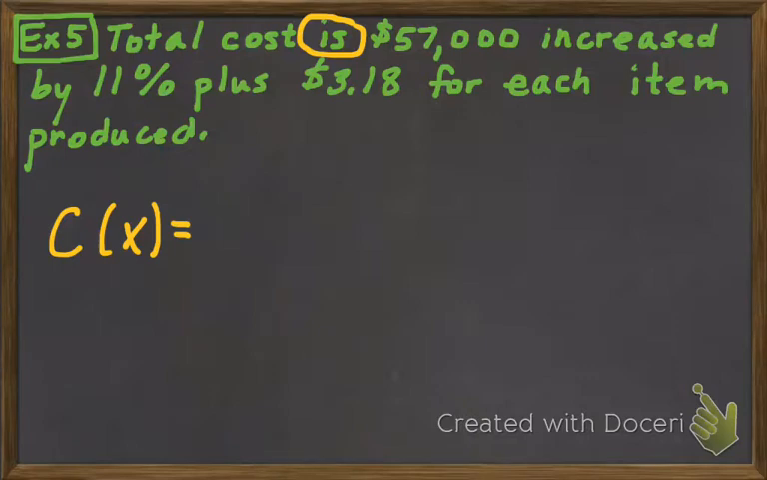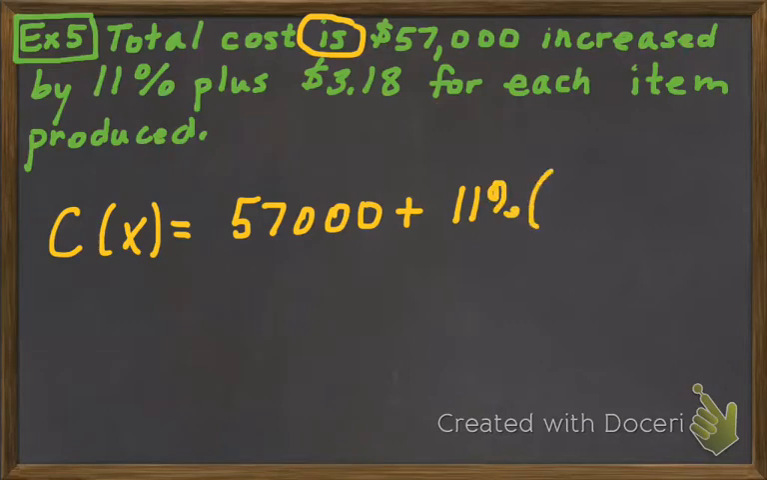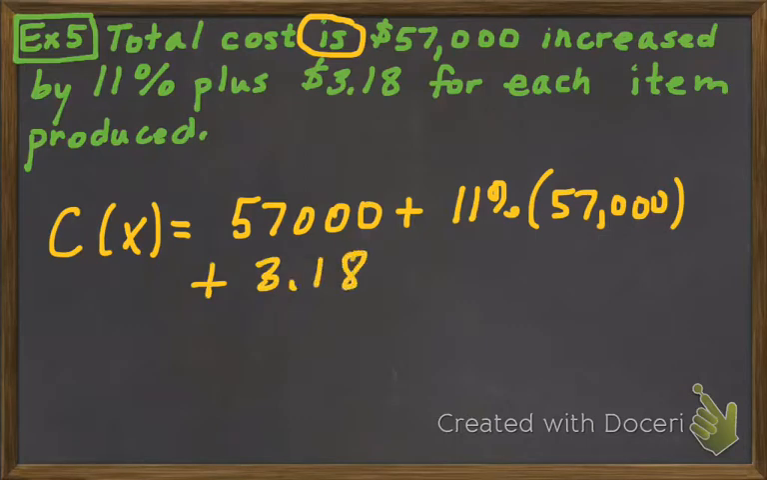$57,000 increased by 11%. Okay, so this is 57,000 increased by means I'm going to add to that 11% of 57,000 plus $3.18 for each item, which is what our x represents.